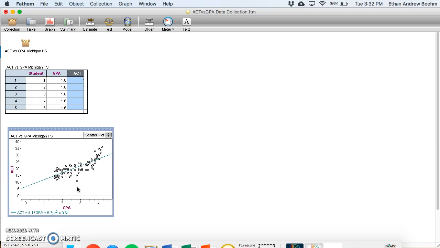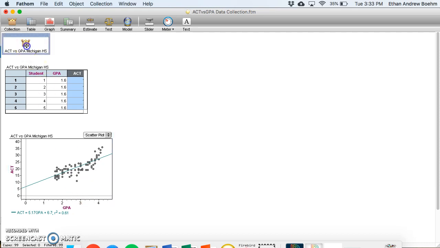But usually we don't have all of this data, and we might just want to sample a small group of students. What we can see here are the actual population parameters: population slope, 5.17, and population y-intercept, 6.7. It also gives us r-squared, telling us that 61% of the response, which is ACT, can be explained by this regression model based on GPA.